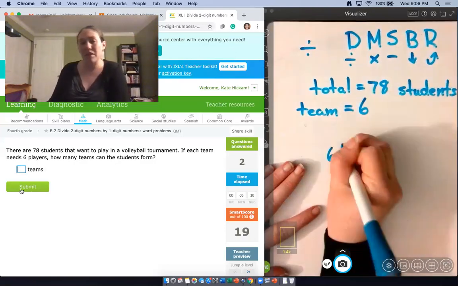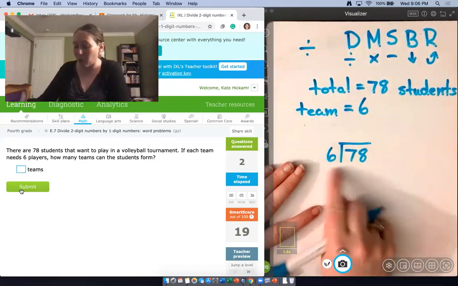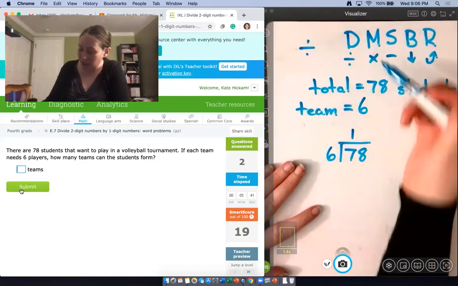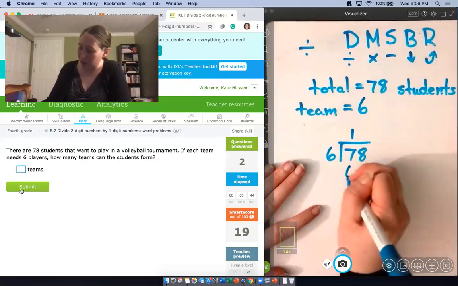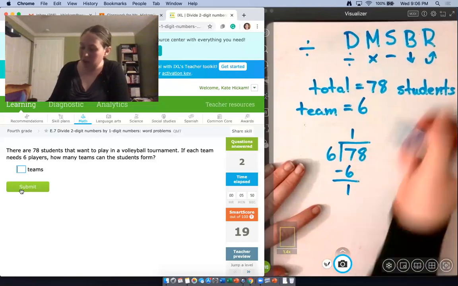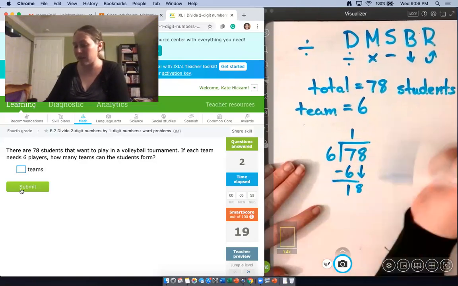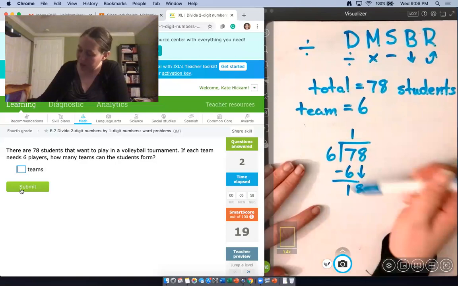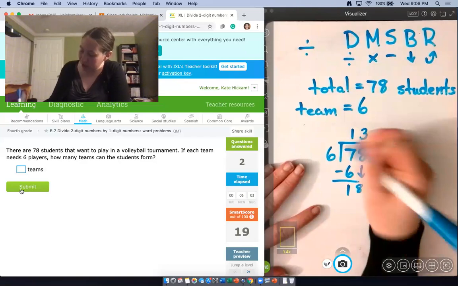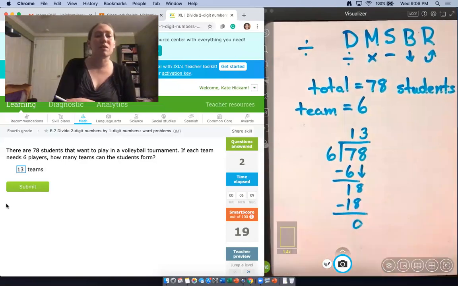So we do our first step, divide. 6 goes into 7 how many times? 6 goes into 7 one time. Then we multiply. 1 times 6 is 6. We subtract, and we get 1. Then we bring down our next number. So it turns into 18. Since we brought a number down, we have to repeat. So 6 goes into 18 how many times? 3 times. 3 times 6 is 18. Subtract, and you get 0. So there's going to be 13 teams.